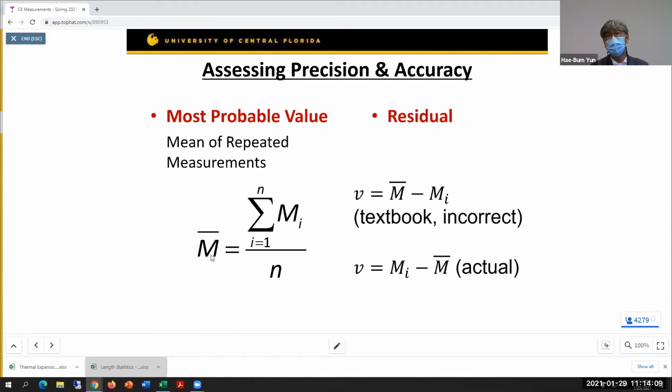Again, this is different from true value, but this is the most probable value, okay? And another quantity we're going to use in the calculation is the residual. Residual is defined in the textbook. V is equal to M bar minus MI. M bar is again the sample mean, and MI is the measurement of the ith trial.